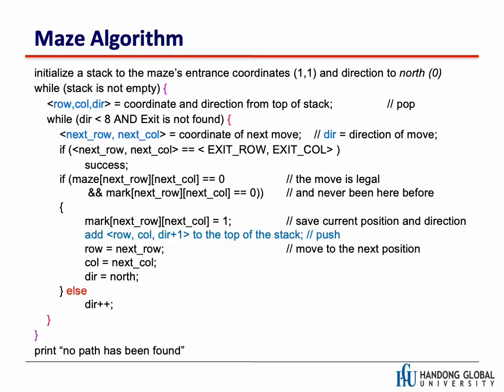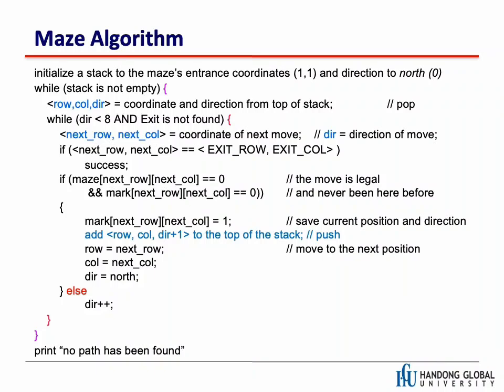Next, in the next if statement, we check if the maze at next row, next column is a 0. If it is a 0, then it is a legal movement. Otherwise, it is illegal because it is a wall, it's closed. And at the same time, we have to check the mark array. If the mark is a 0, then we have never been there. But if it is 1, then we've been there, so we don't have to check that position one more time, right?